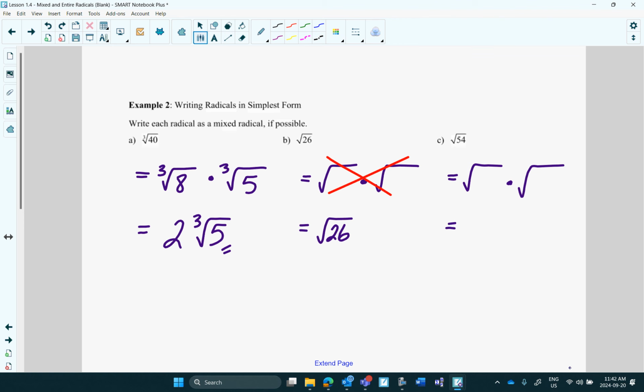So with square roots, you're on your perfect squares, not perfect cubes. You're on your perfect squares. It's 9 square root of 5 and 6, which simplifies all the way to, oh wait, 3 square root of 6. 3 square root 6. Good.